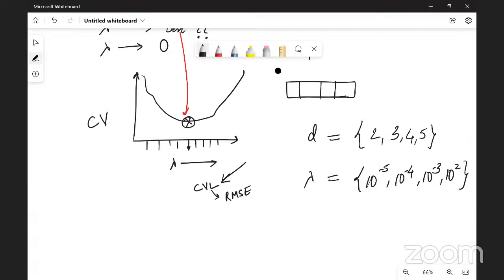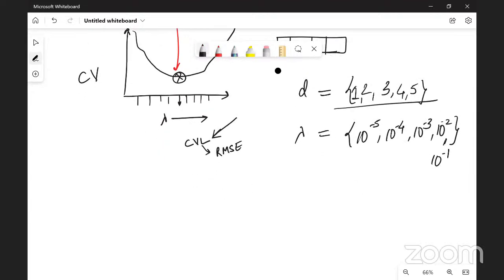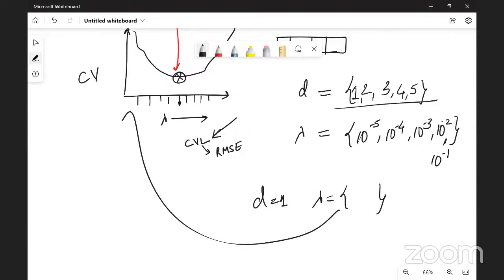Right? There are 2 hyperparameters, the degree as well. Okay, put 1 over here also, and let's say put 10 to the power -1 as well. So 5 each. What you want to do is experiment with all combinations of this. So you take degree equal to 1, right? And for all values of lambda, you do this. And for this, you note down the best model of degree 1.